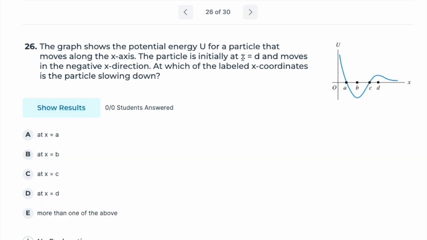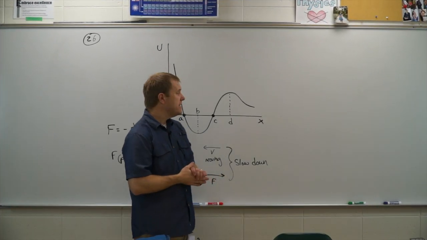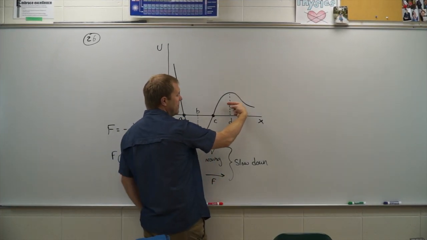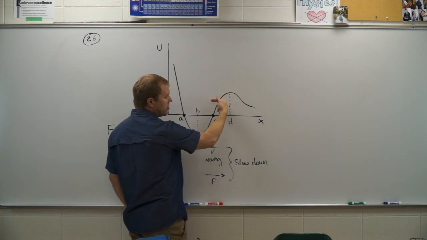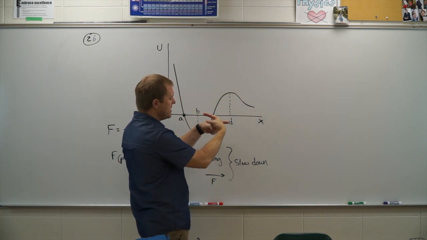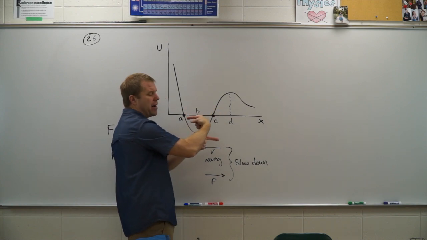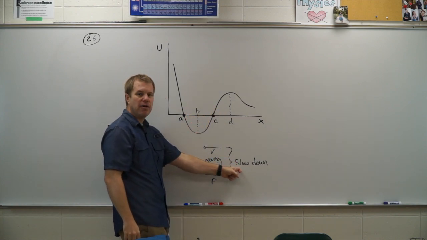26. A graph shows the potential energy of a particle that moves along the x-axis. The particle is initially at x equals d and moves in the negative x direction. At which of the labeled x coordinates is the particle slowing down? All right, 26. So our particle is moving this direction. And when it's moving this direction, in order to have a slowing down, I have to have a positive force. So I have a negative velocity. Positive force is going to give me a slowing down scenario.